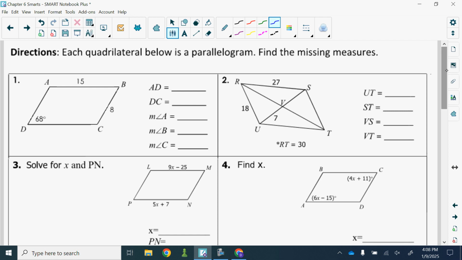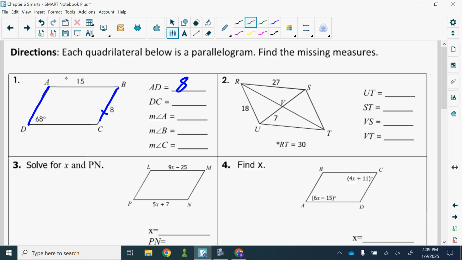So to do some quick examples, like example 1, this is just the most clear cut. I'll do 1, 2, and 3. So first, it's asking for side AD. Well, AD is right here, and it is congruent to BC, the side opposite of it. So that means AD is also 15.